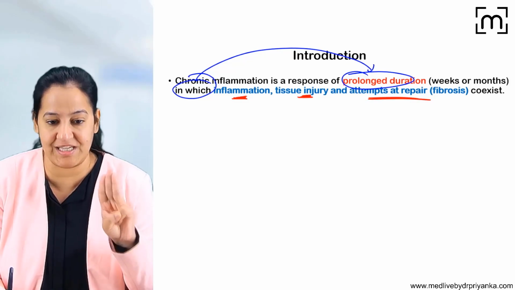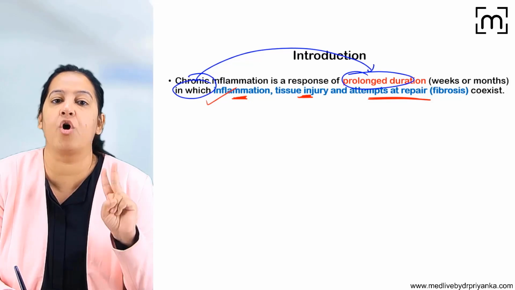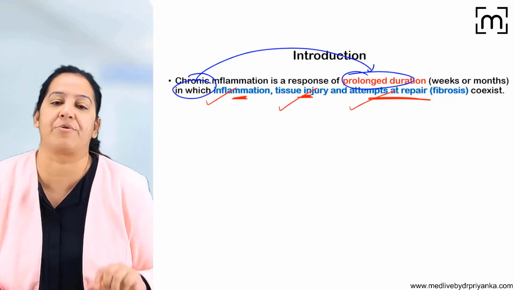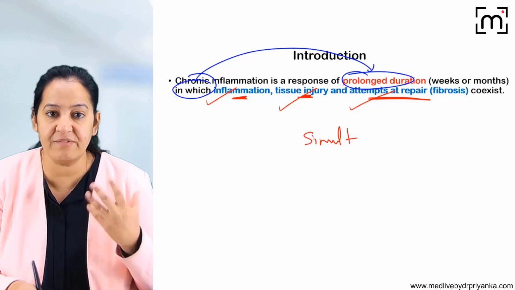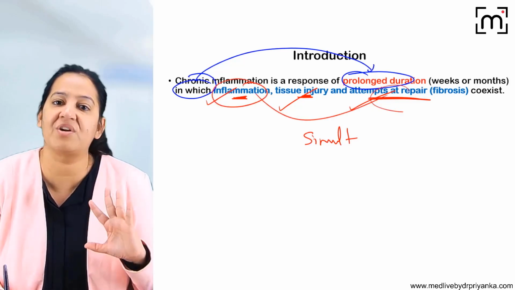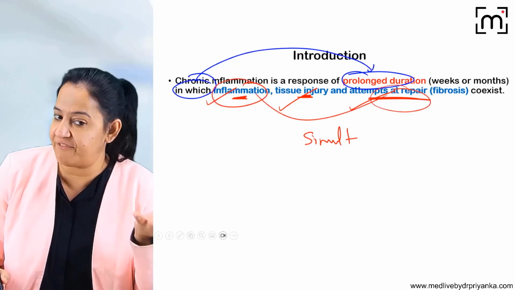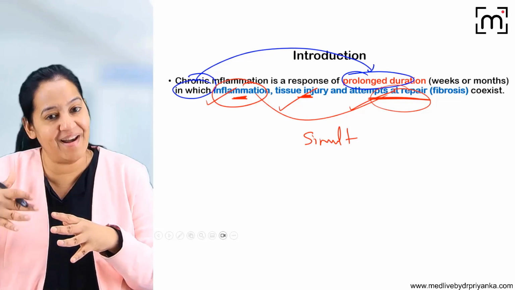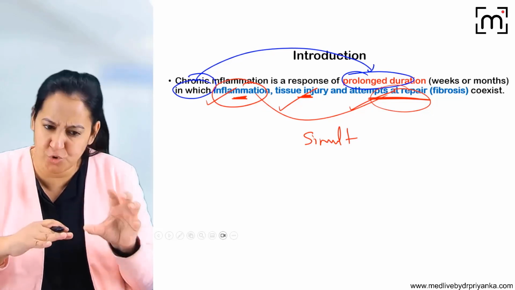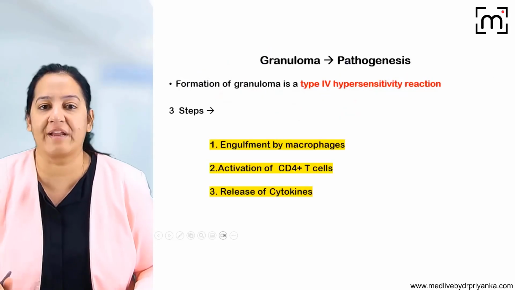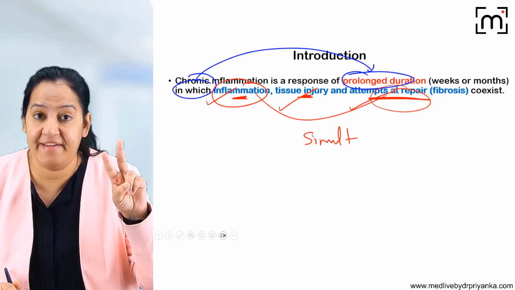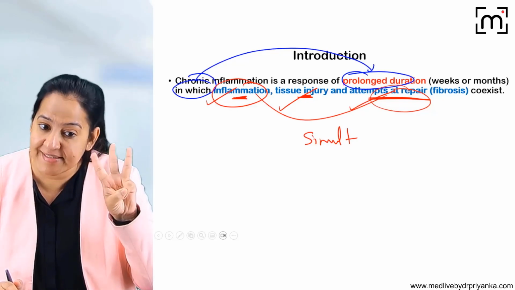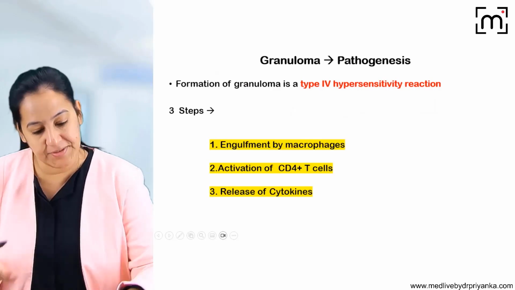Three things take place simultaneously: inflammation along with tissue injury along with attempts at repair. These three things take place simultaneously because inflammation is too prolonged, so repair also starts simultaneously. On one hand, there is inflammation. On the other hand, there is repair because it is too prolonged. That is the meaning of chronic inflammation. So three things are there: inflammation, injury, and repair simultaneously. That is chronic inflammation. Now start granuloma.